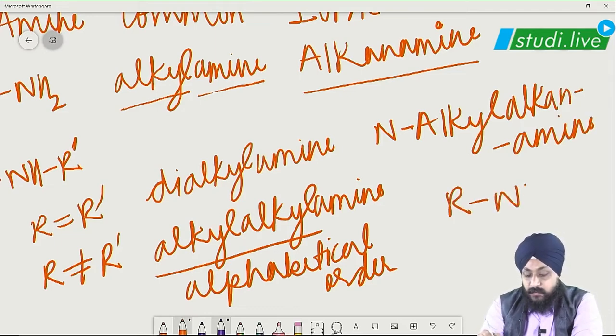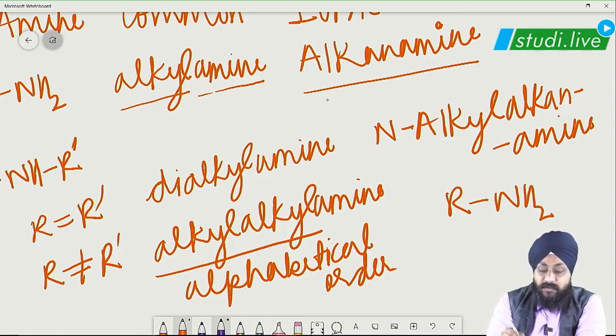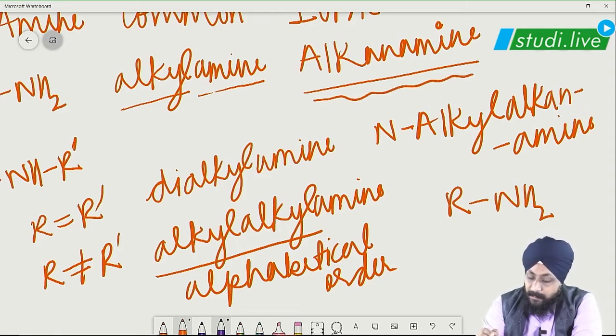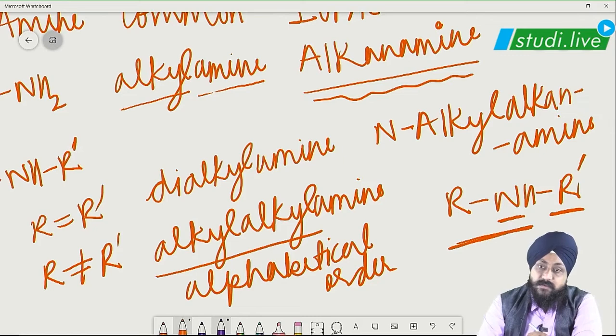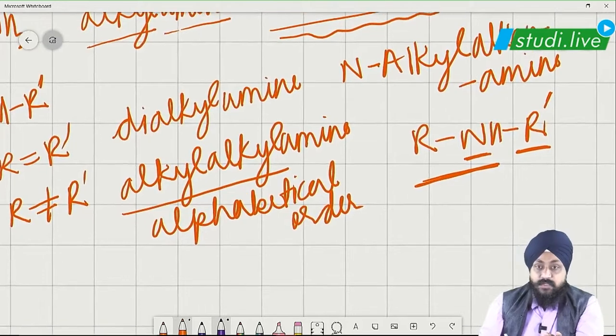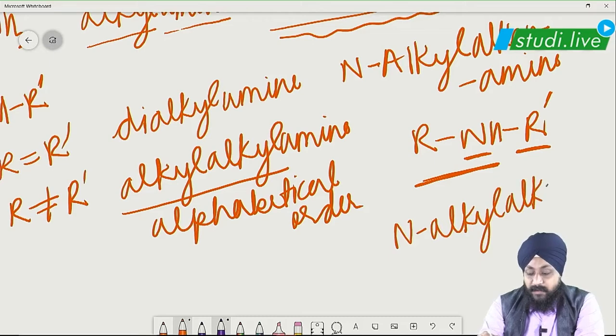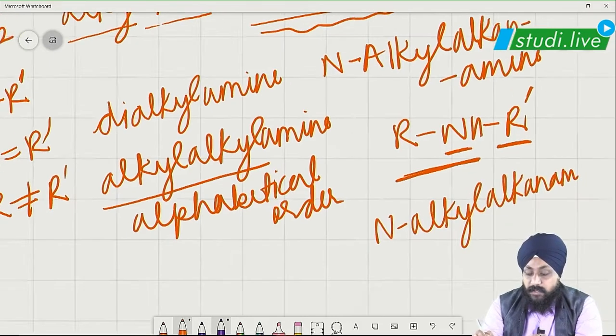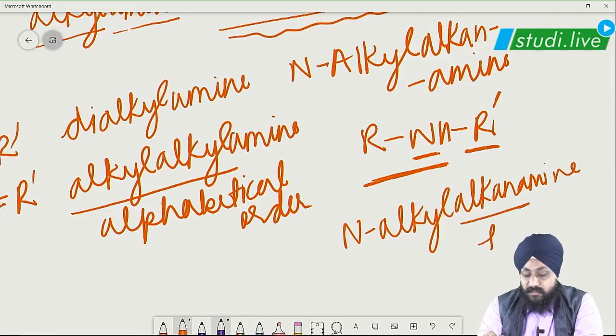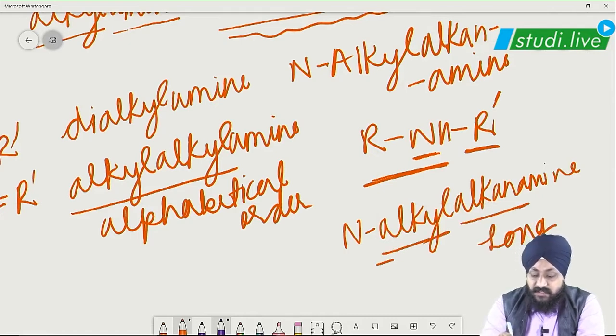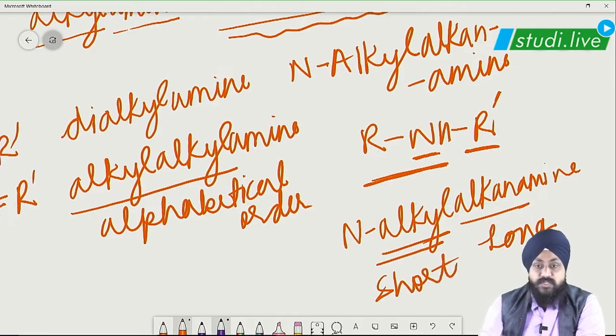There is RNH2. What is that? It is alkane amine. Now, from here one H has been replaced, let us say by R dash. So you say it is N-alkyl and then the rest is alkane amine. If it is common, no problem. If it is mixed, students, what you are supposed to do? If it is mixed, you say it is N-alkyl alkane amine. Here this has to be your longer one, and this has to be your shorter one.